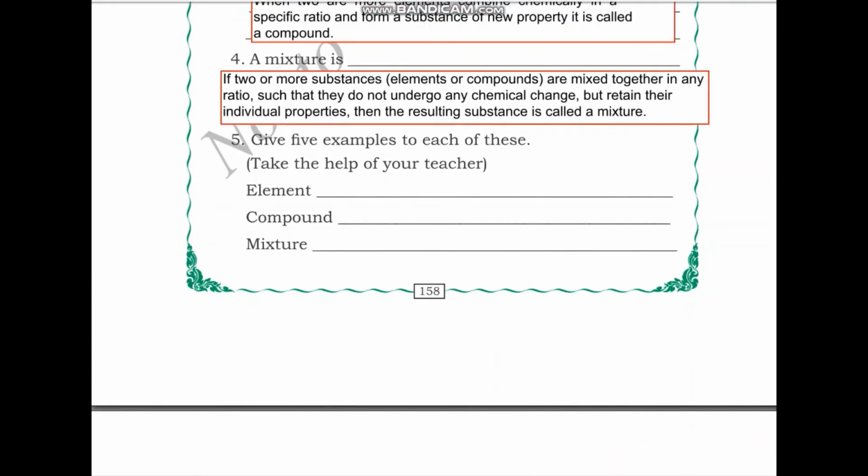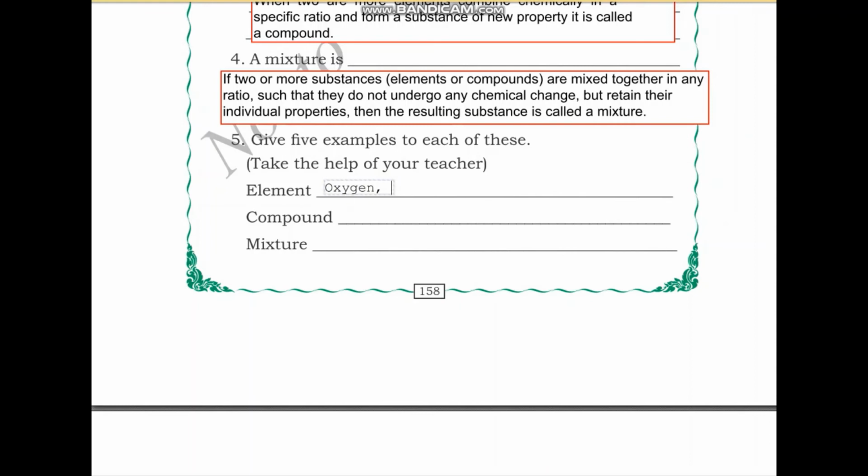In the next question, you have to give 5 examples for each of these. So, let us give 5 examples for elements. You can think about this yourself, and I will just give you examples to help you out. During our lesson on air, we saw that we need oxygen to breathe in. I'm just reminding you of this fact. So oxygen is an element.